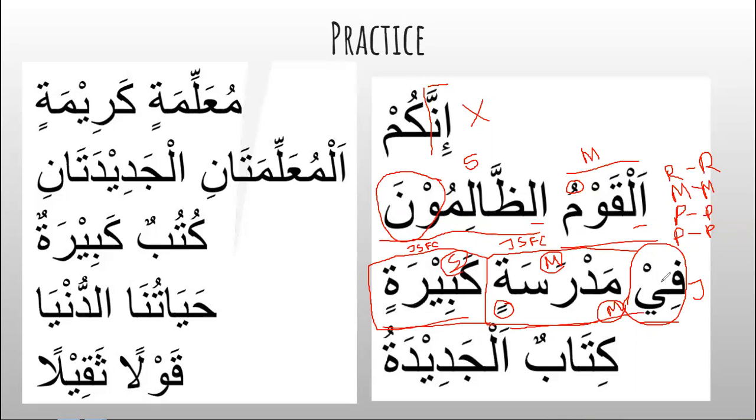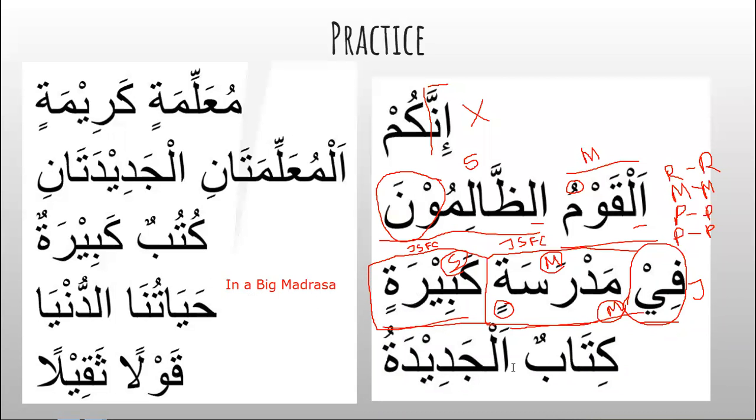So first this word is a jar and this word is majroor. So you can see the chain, right? This word is connected to this word and this word is connected to this word. So fi madrasatin kabiratin is a complex structure fragment. Fi madrasatin means in a madrasa, and madrasatin kabiratin means big madrasa. So fi madrasatin kabiratin means in a big madrasa. You understand it, right? In a big madrasa.